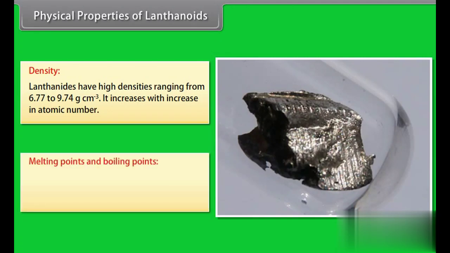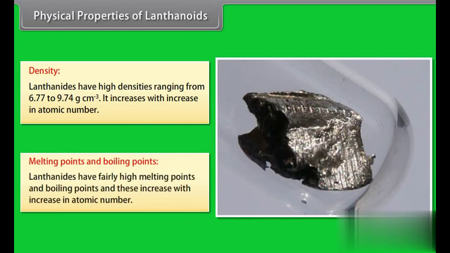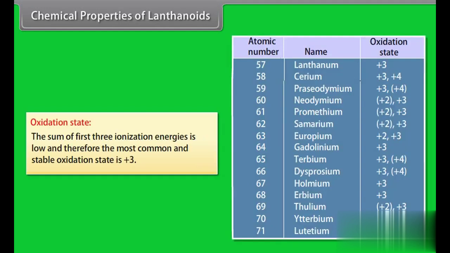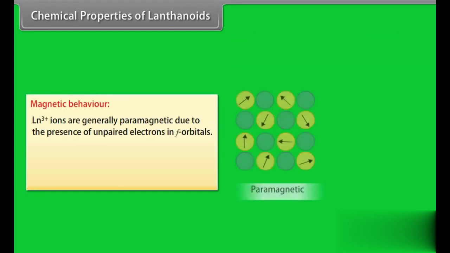Melting points and boiling points. Lanthanides have fairly high melting points and boiling points, and these increase with increase in atomic number. This is because the attraction between atoms increases as the size decreases. Chemical properties of lanthanoids. Oxidation state. The sum of first three ionization energies is low, and therefore the most common and stable oxidation state is +3. Magnetic behavior. Ln3+ ions are generally paramagnetic due to the presence of unpaired electrons in f orbitals.